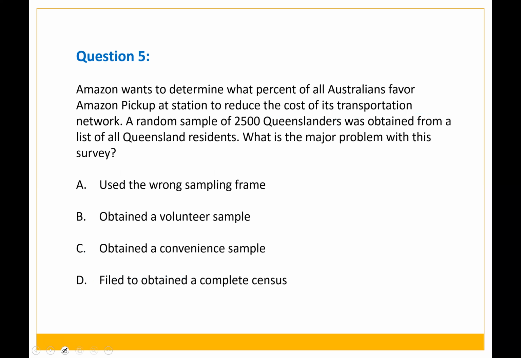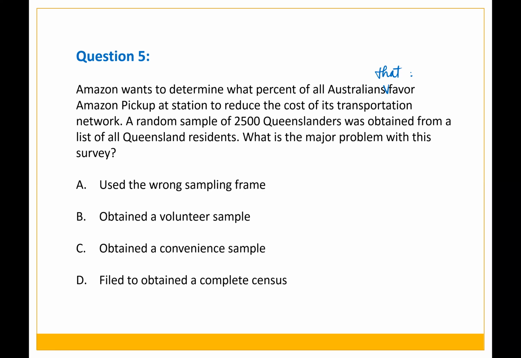So we'll have 2 more questions. Question 5: Amazon wants to determine what percent of all Australians favor Amazon pickup at stations to reduce the cost of its transportation network. A random sample of 2,500 Queenslanders was obtained from a list of all Queensland residents. What is the major problem with this survey?